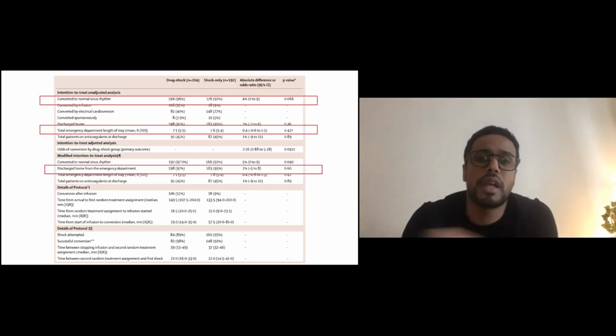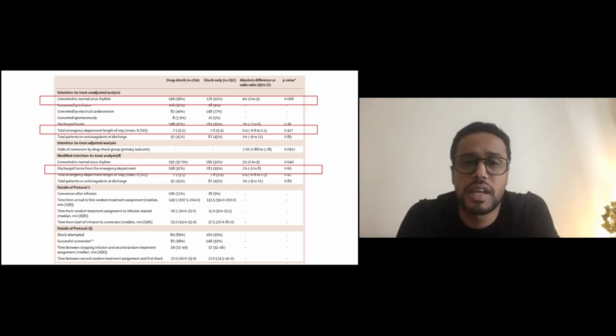Now, for the primary outcome, the conversion to normal sinus rhythm, we can see that there was no difference between the chemical or the electrical cardioversion, with 96% in the drug group and 92% in the shock-only group. And the total length of stay in the emergency department was almost equal, with 7.1 hours in the first group and 7.6 in the second group. And for those patients who were discharged home, they were in normal sinus rhythm in both groups, with 97% and 95% in the shock group.